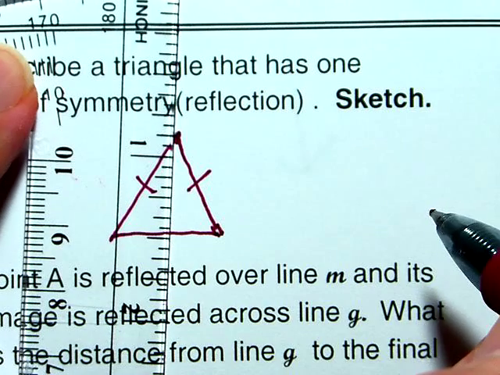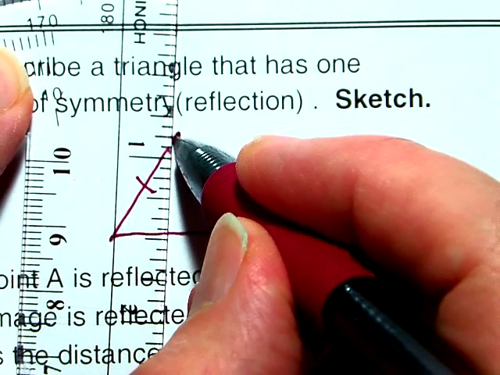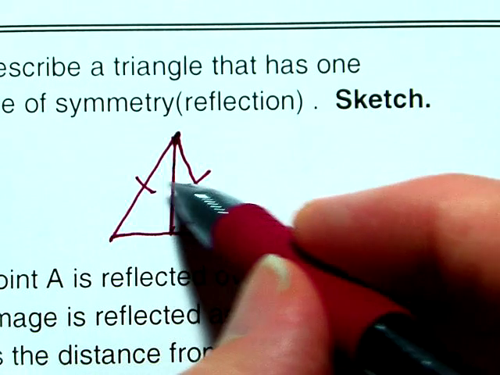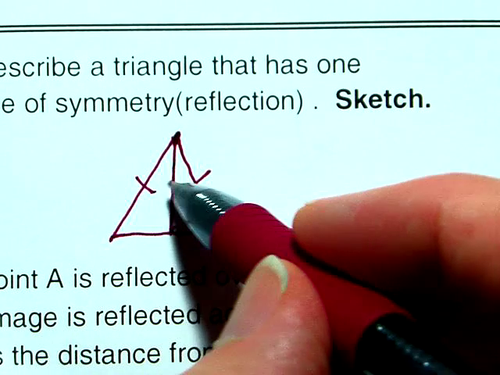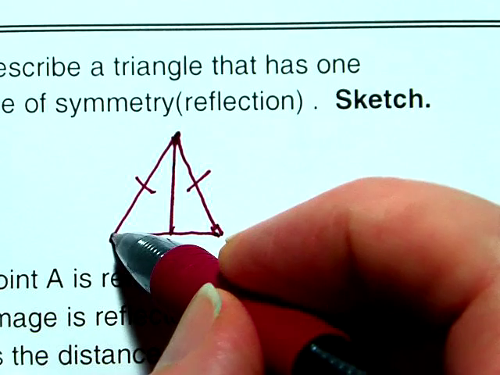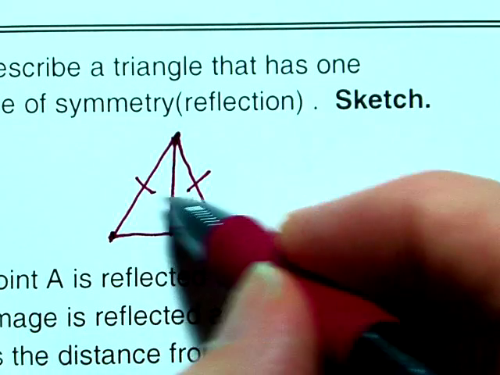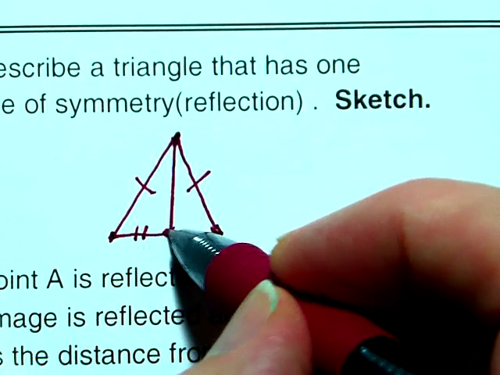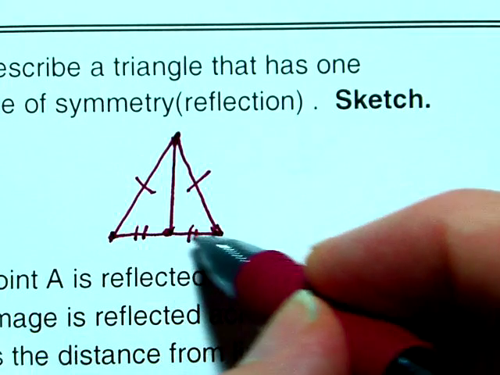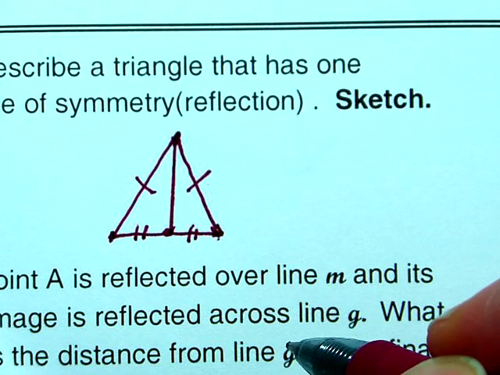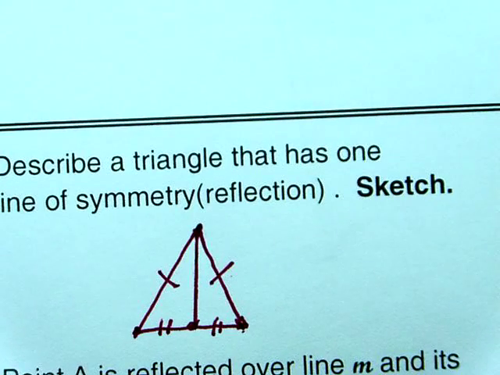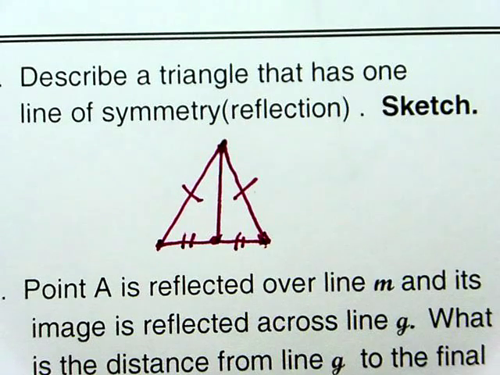So as best as I can draw something like this, that would be the line of symmetry. And as you can see, one side is reflected into the other side. Each of these sides has equal measure because a reflection is an isometry. And down here, each of these smaller line segments, from here to here and here to here, are also the same size. So the answer to this question, a triangle that has one line of symmetry, would be an isosceles triangle.